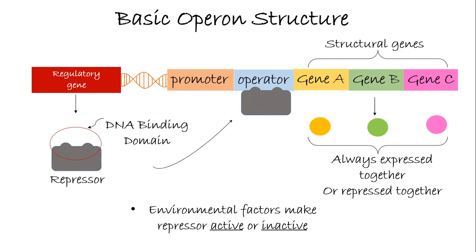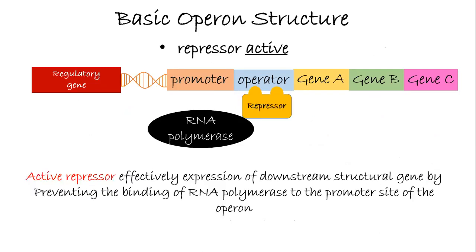When the repressor is active, it binds to the operator and effectively prevents RNA polymerase from sitting on the promoter. And no transcription of the structural genes will happen.